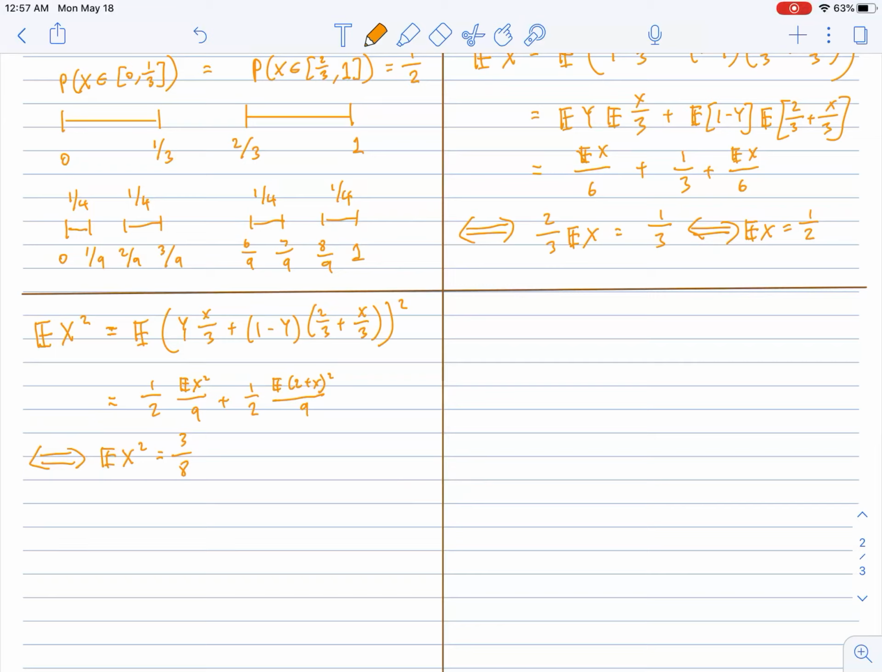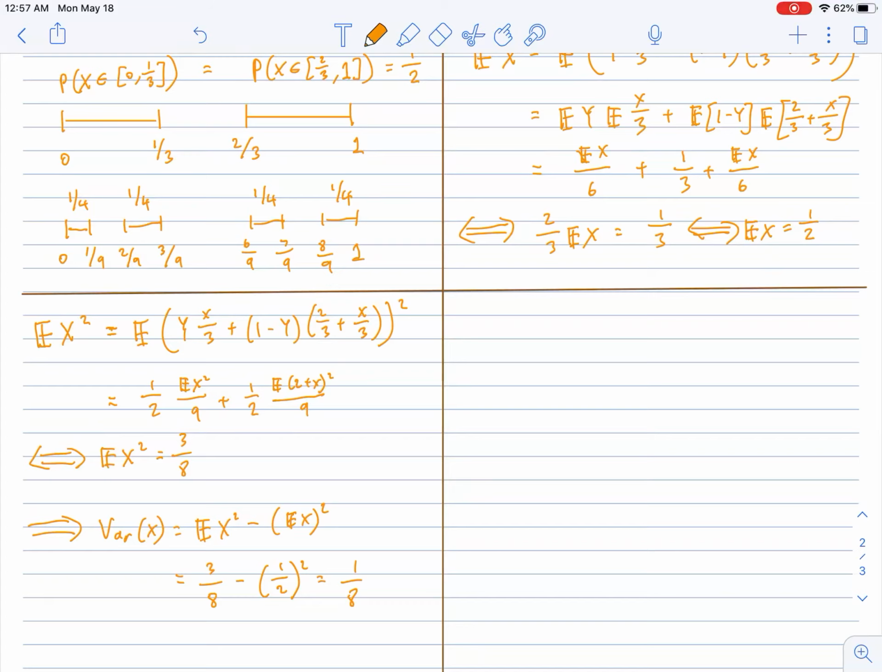So combining this together, the variance of X equals the expected value of X squared minus the square of the expected value of X, which just equals 3/8 minus 1/2 squared, which equals 1/8.